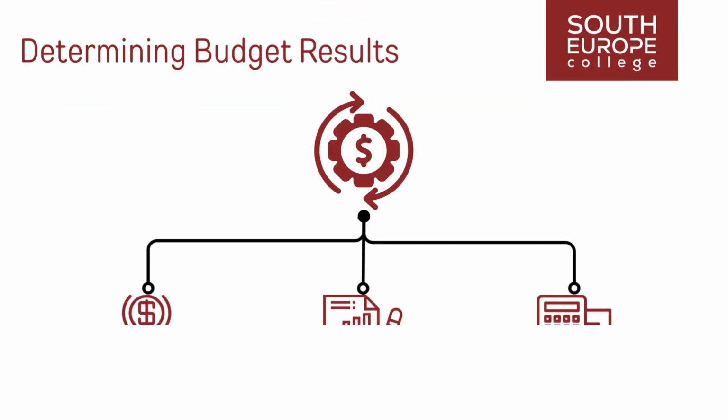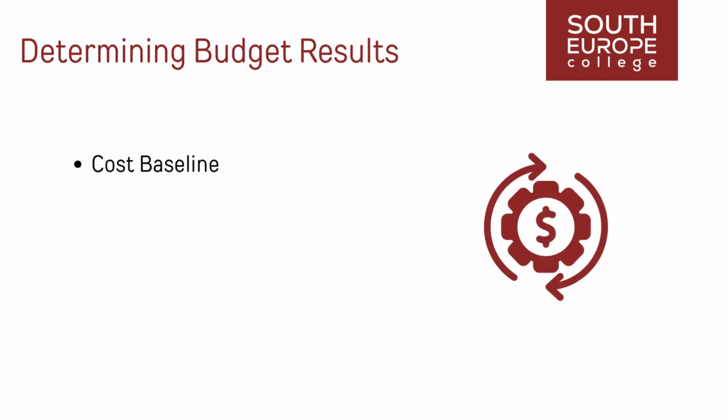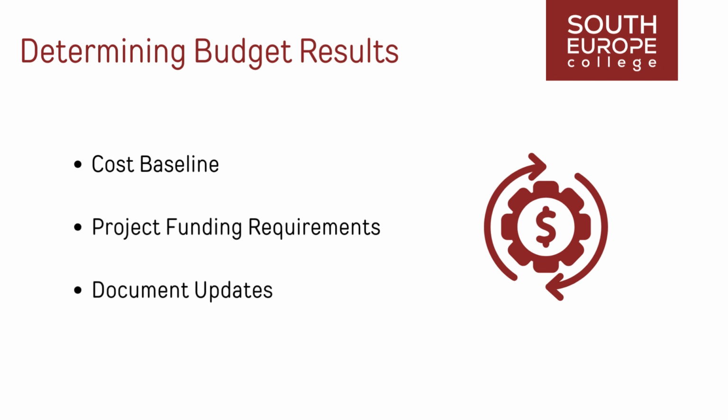Budget determination is a key aspect that provides essential outcomes shaping the financial framework of the project. The results derived from budget determination play a pivotal role in guiding the project's financial trajectory. Notable among these outcomes are the cost baseline, project funding requirements, and document updates. Each of these elements serves a distinct purpose, collectively ensuring that the project is adequately funded, resources are efficiently allocated, and all financial considerations align with the project's objectives.